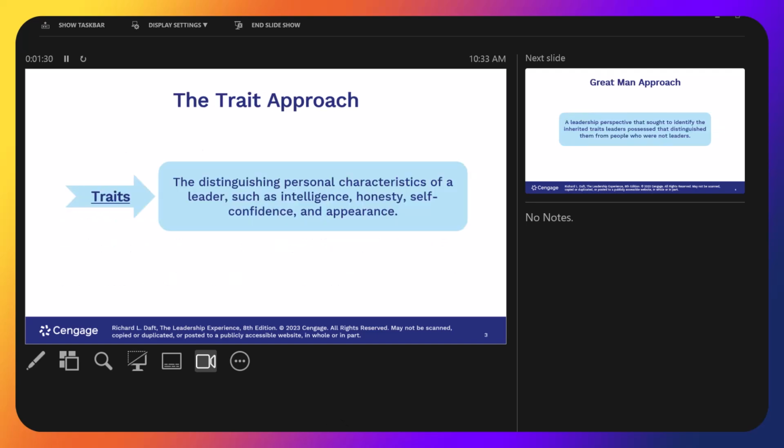The trait approach. Traits: the distinguishing personal characteristics of a leader, such as intelligence, honesty, self-confidence, and appearance. So when you think in terms of leaders and the good leaders, historically, we have all seen it. Sometimes we can't define it, but we know it when we see it. Well, let me explain to you. This is what you were seeing: intelligence, honesty, self-confidence, and appearance.